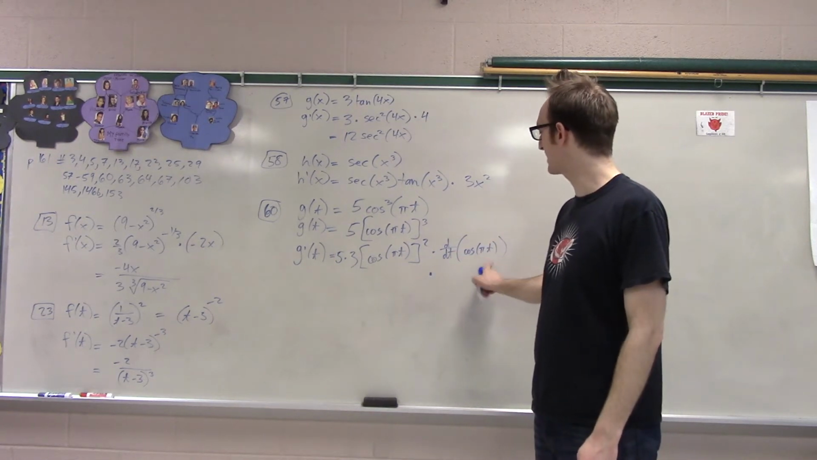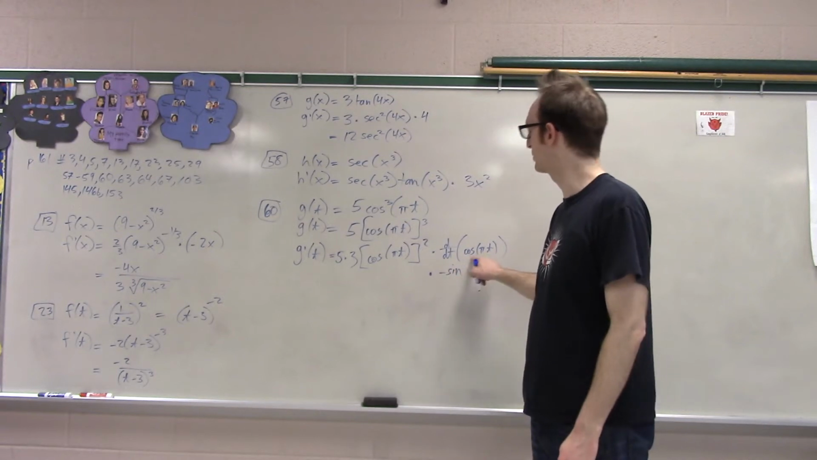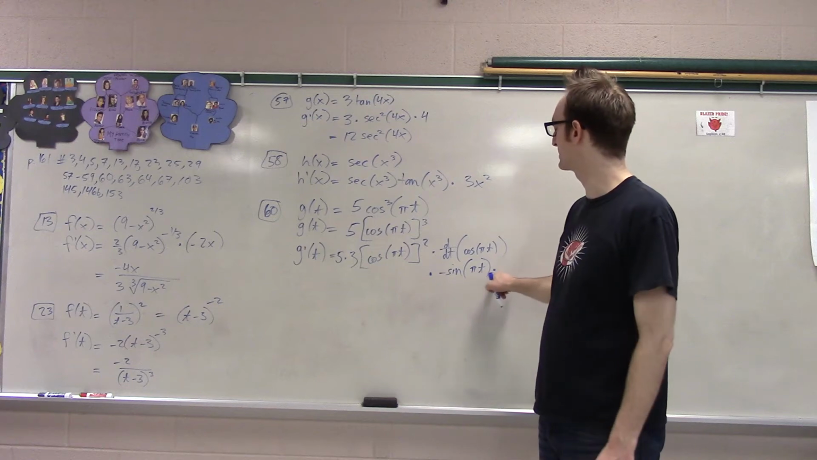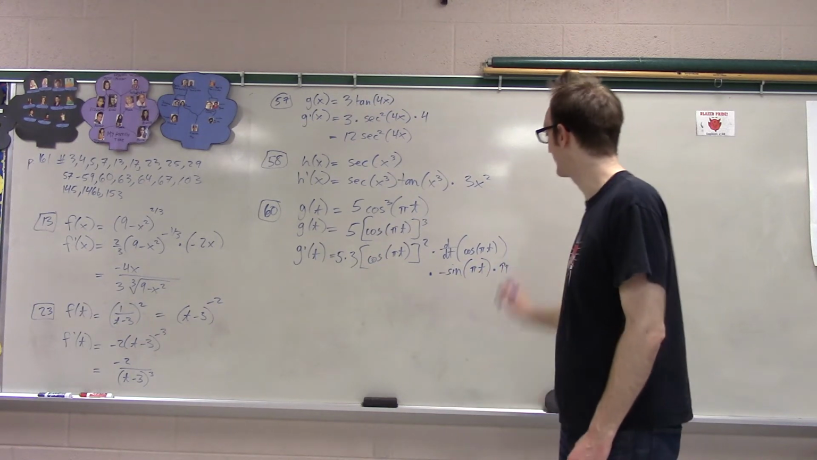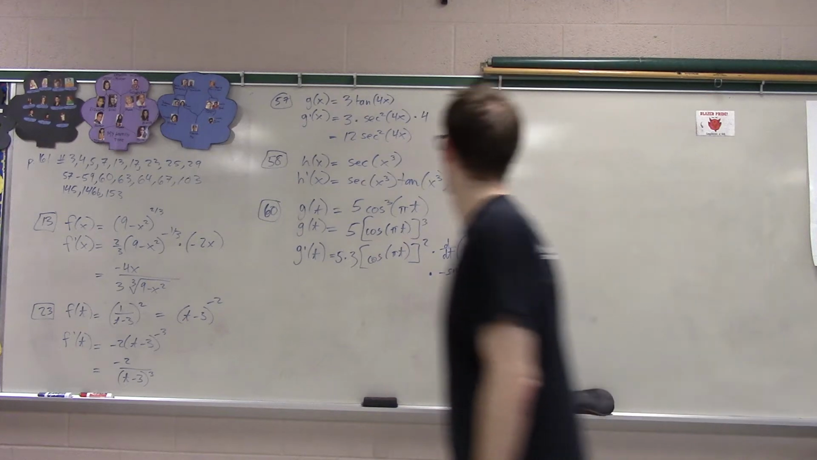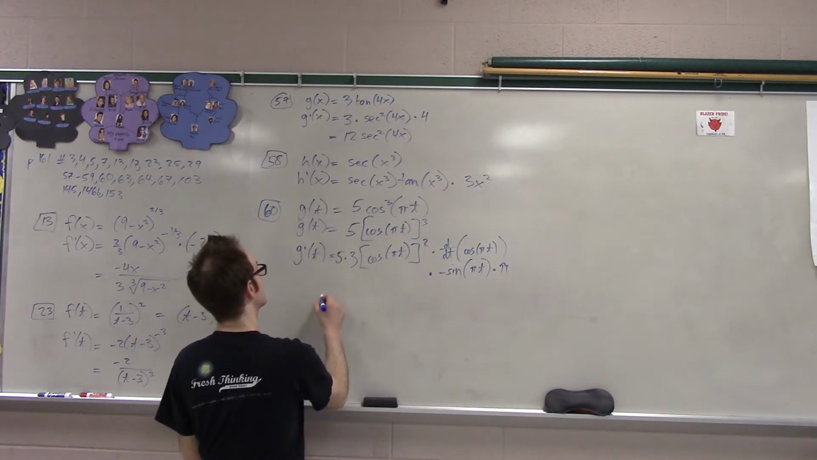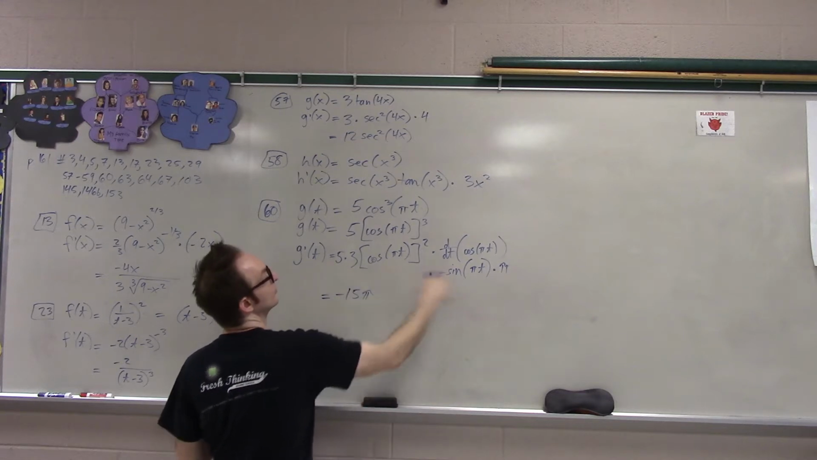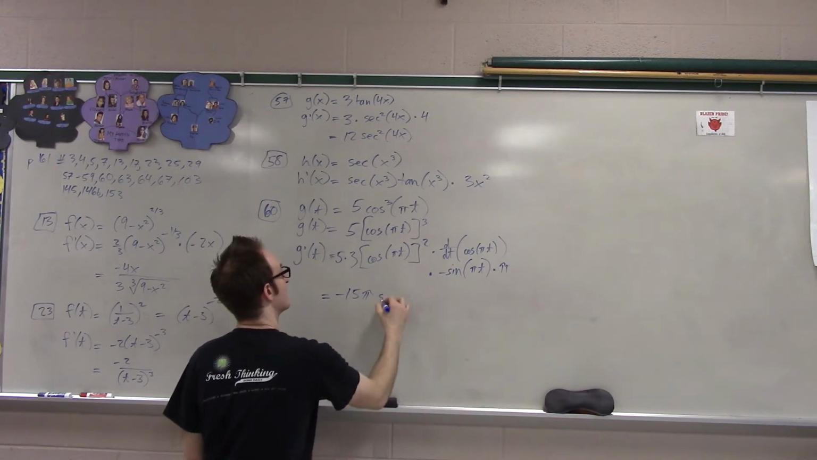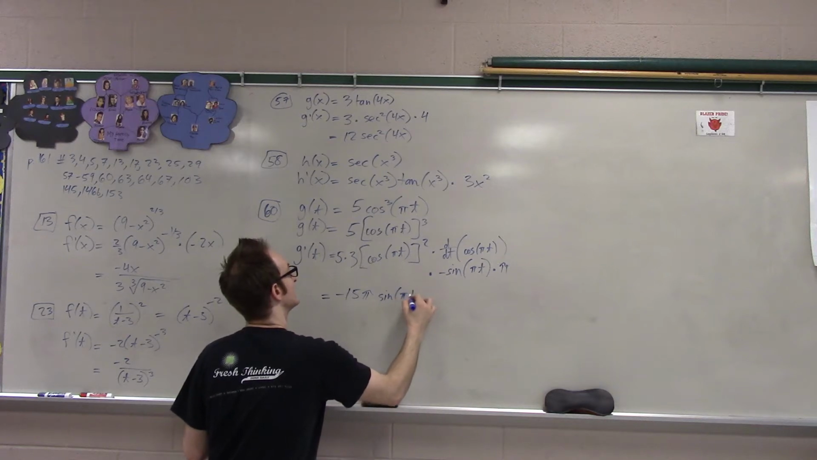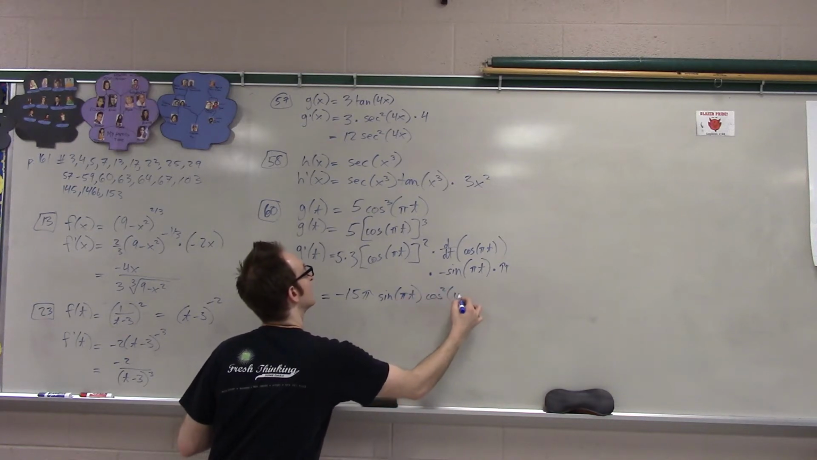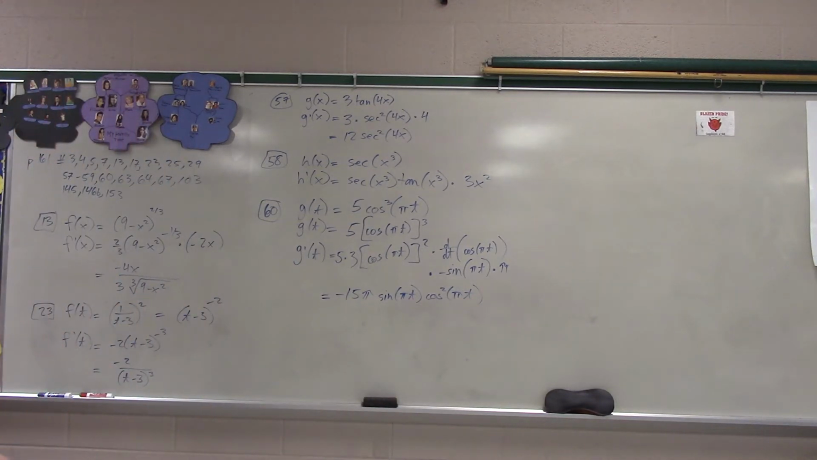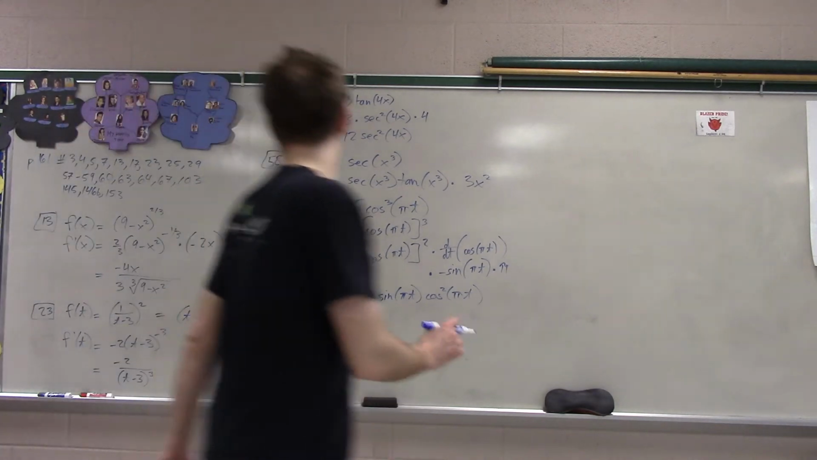So what is the derivative of cosine pi t? Well, the derivative of cosine of something is negative sine something, back inside for the derivative of the something. And the derivative of pi t is just pi. So when I write this all out, I get negative 15 pi times the sine of pi t times the cosine squared pi t. I think I did that right. Yep. Okay, good. More.